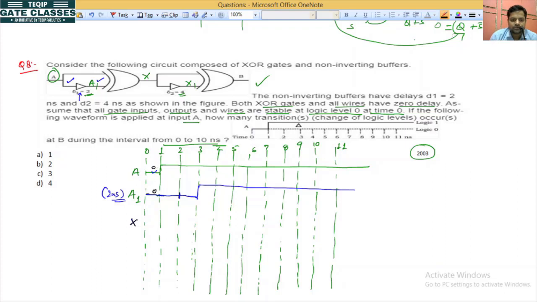So it is also 0, this one is also 0, so output will be 0 for XOR. It is 1, it is 0, so output will be 1, because both are different. For this section also it is 1. Now it is 1 and this one is 1, this is also 1. So when both are same, output will be 0.